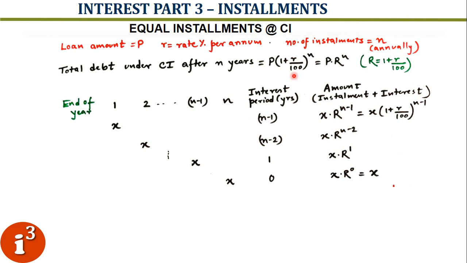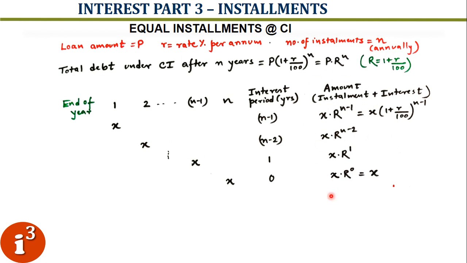R means 1 plus small r by 100, 1 plus rate percent by 100. So x into R to the power n minus 1. The value of this after n minus 2 years will be x into R to the power n minus 2. And remember, this is the amount. This is in compound interest.